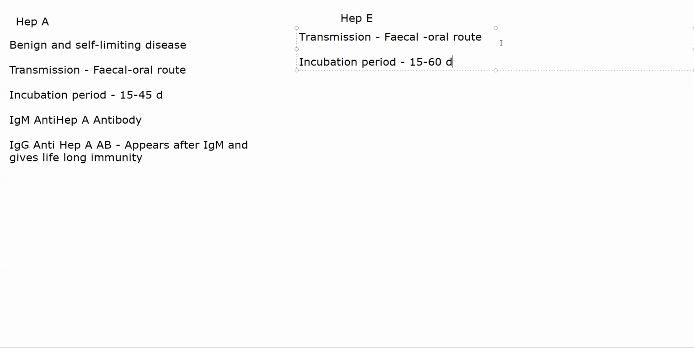Now, coming to antibodies, we have anti-HEV antibodies. These will be both IgG and IgM. IgM coming first, then IgG following, giving you lifelong immunity. You will also see HEV RNA. HEV RNA can also trigger an immune reaction, or it can act as an antigen in itself. All right. So this is about HAV and HEV. I hope you understood. Now let's go to HBV.